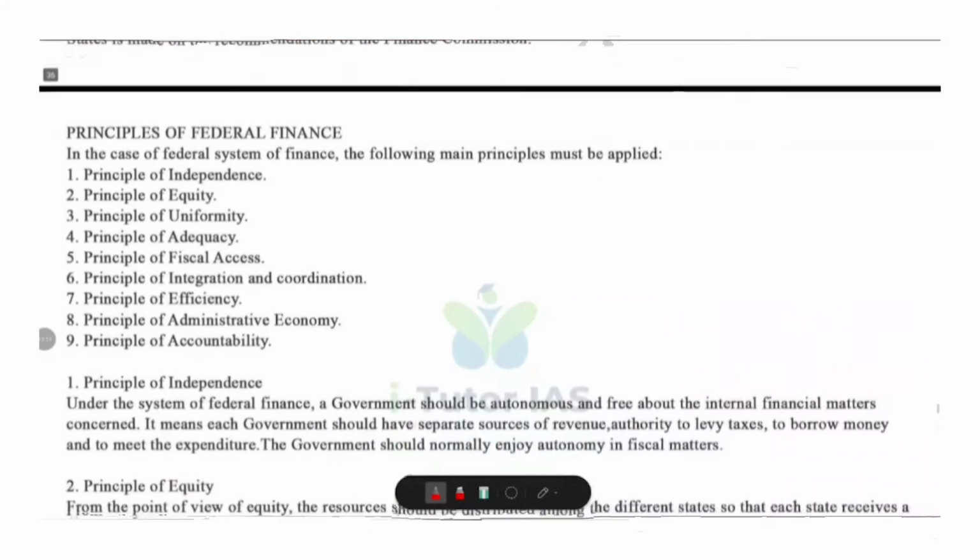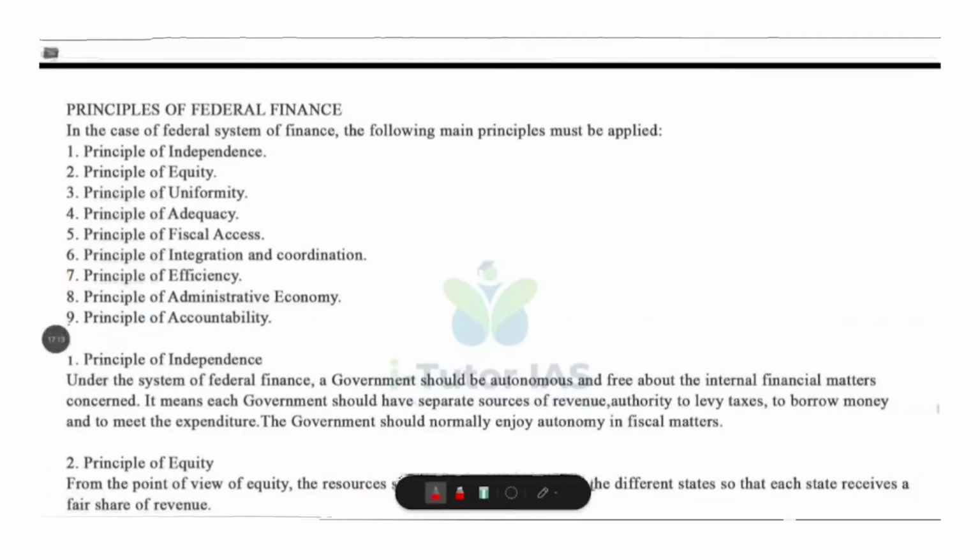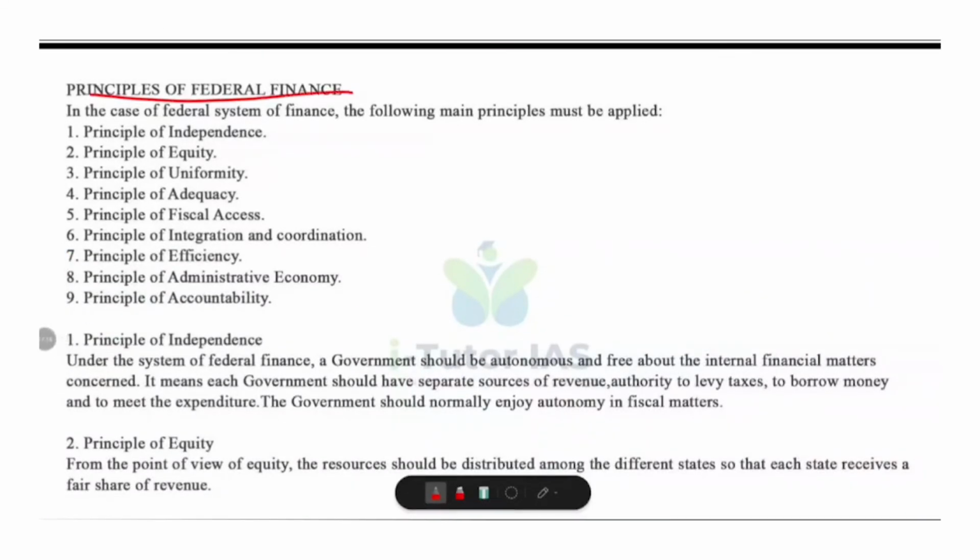Now, principles of federal finance. Federal finance involves the allocation of revenue sources and fiscal powers between the centre and the state governments.